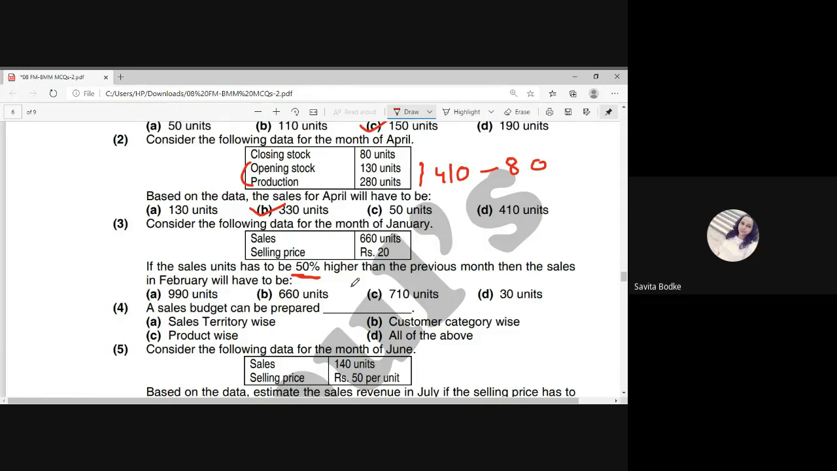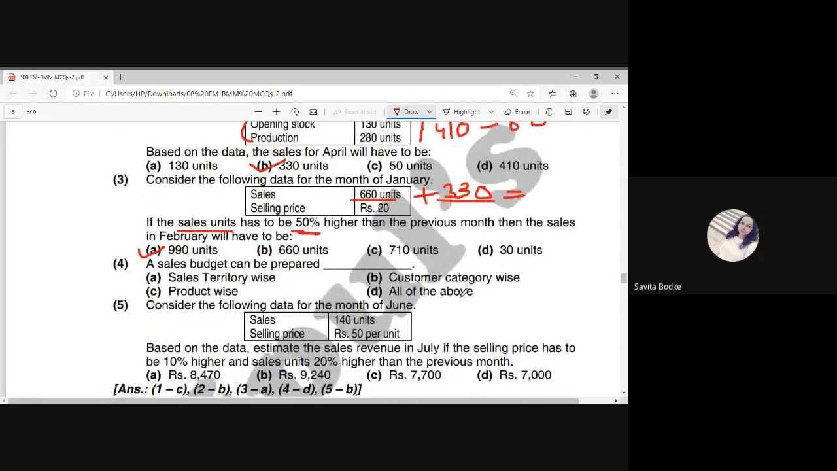Now what we have to do, just think, they have discussed the sales unit, and the sales unit will be 50% higher. 50% higher of this will be nothing but 330. If I add both of these, means 660 plus 330, this plus this, what is the appropriate answer for that? That is 990. I hope that this is easy for you to understand.